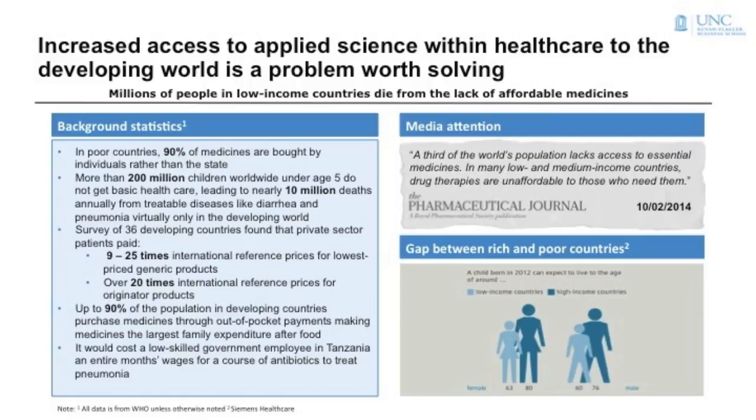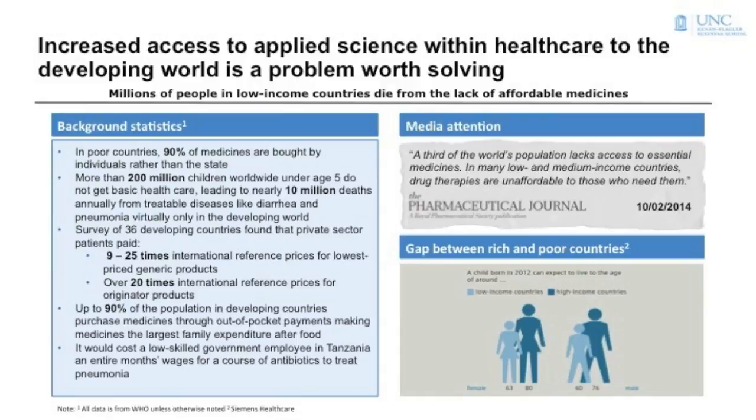So the media has taken note of this as well. Based on a quote from the Pharmaceutical Journal in 2014, we found that a third of the world's population actually lacks access to essential medicines. And in many of these low and medium income countries, drug therapies are virtually unaffordable to those who need them most. Additionally, up to 90% of the population in developing countries purchase medicines through out of pocket payments, making medicines the second largest family expenditure, basically only after food. And this means when we look at, let's say, a low skilled government employee in Tanzania, they would have to pay an entire month's wages for a course of antibiotics to treat something like pneumonia.